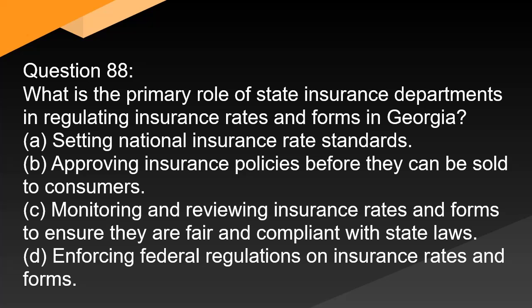Question 88. What is the primary role of state insurance departments in regulating insurance rates and forms in Georgia? A. Setting national insurance rate standards. B. Approving insurance policies before they can be sold to consumers. C. Monitoring and reviewing insurance rates and forms to ensure they are fair and compliant with state laws. D. Enforcing federal regulations on insurance rates and forms.